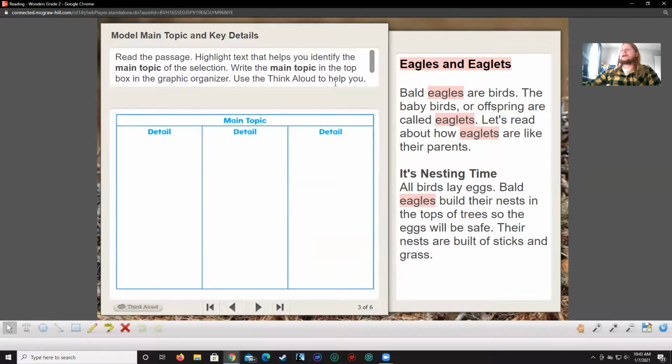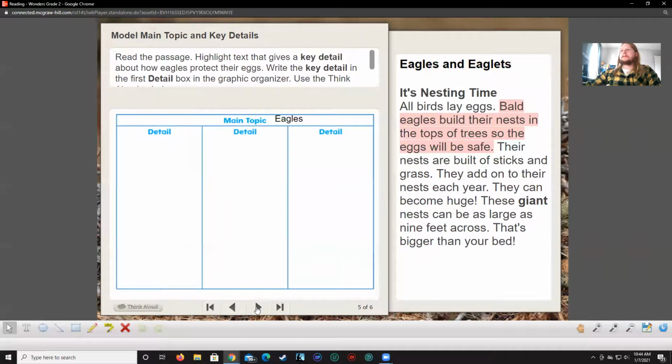And then we'll discuss. So what do you think the main topic of this story is about? This expository text. I think it's about eagles. Yep, and eaglets. And then we can find some details in here too. For example, bald eagles build their nests on top of trees so the eggs will be safe. That is a detail that we can write about.